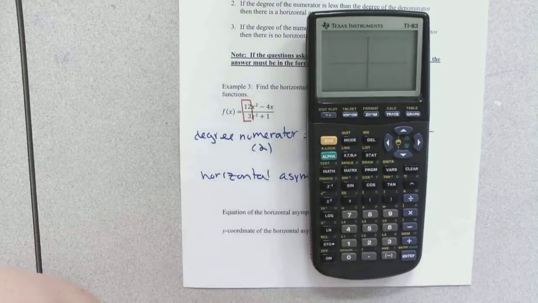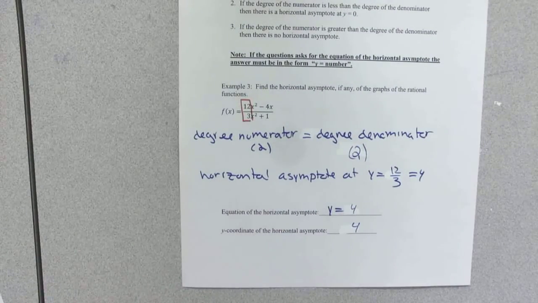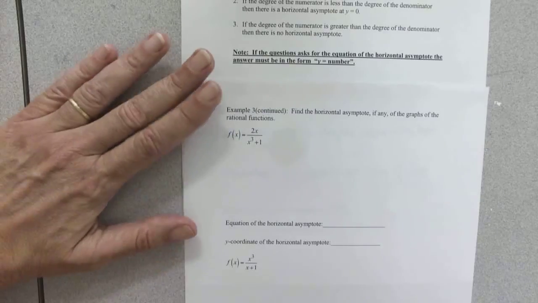But back when I had an answer of y equals 0, that didn't look like it was going to be y equals 0, which let me know that I'd made a mistake. So take a few moments, check your work. Okay, next one. Let's just cover that up. So we'll do it again.